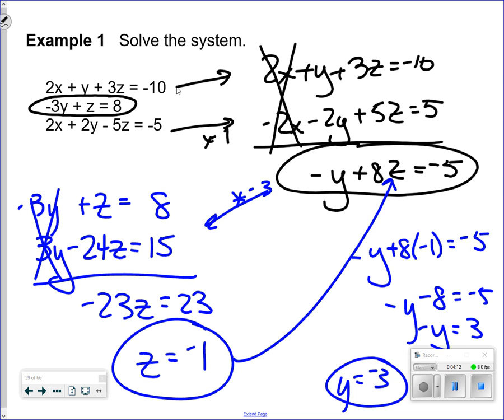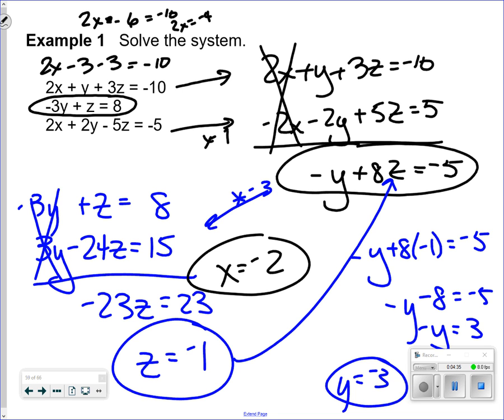So let's say I did the top one. 2x minus 3 minus 3, because I put -1 in for z, equals -10. I'm running out of space. -6 equals -10. Add 6, I get 2x equals -4. I get x to equal -2. So in three-dimensional space, this triple is -2, -3, -1. Notice I put it in alphabetical order, x, y, z.